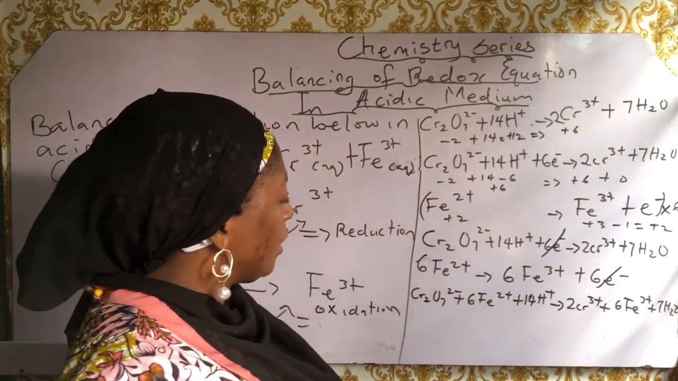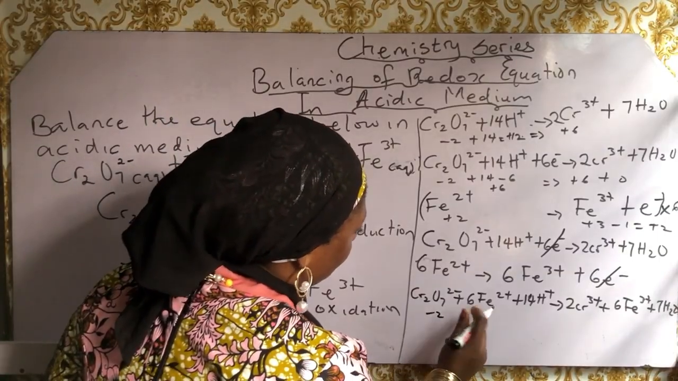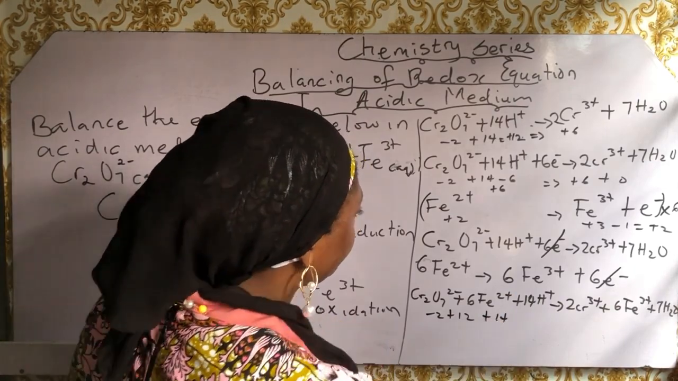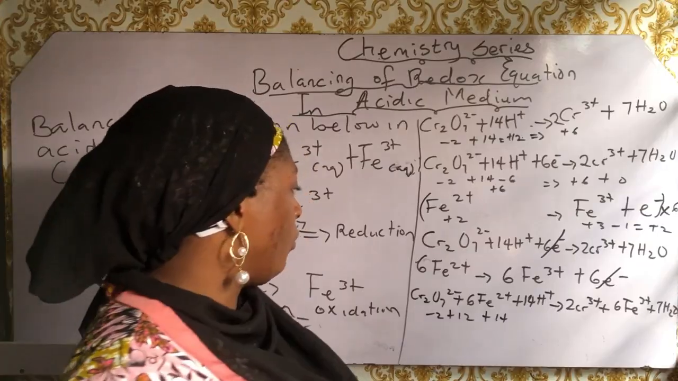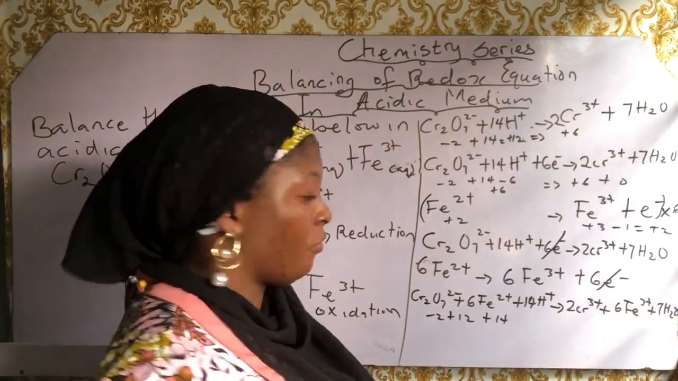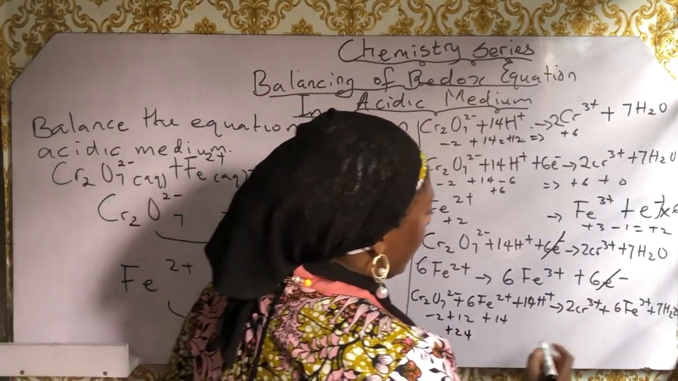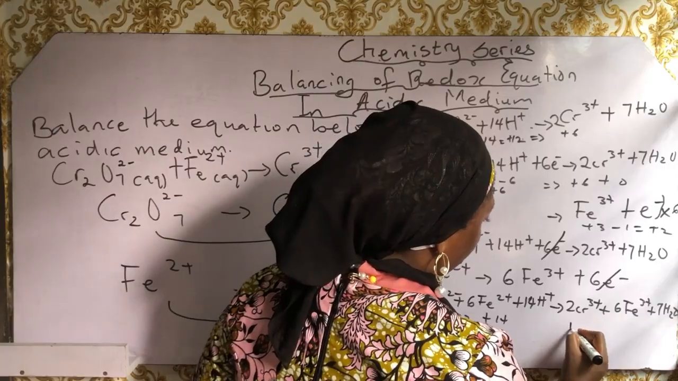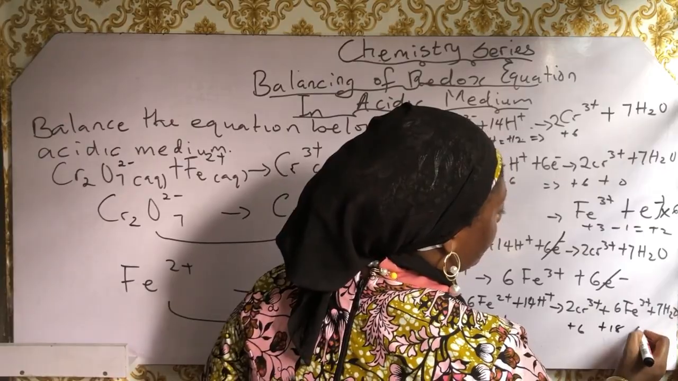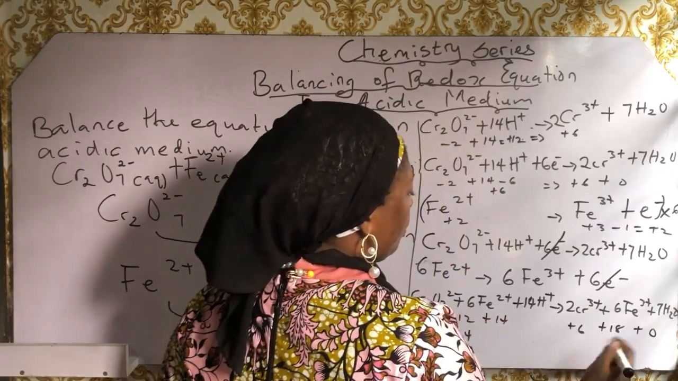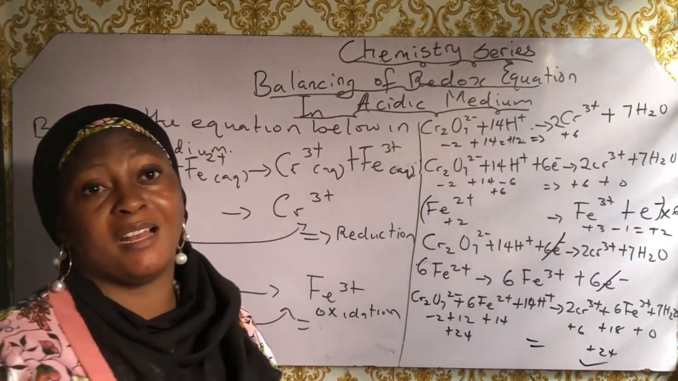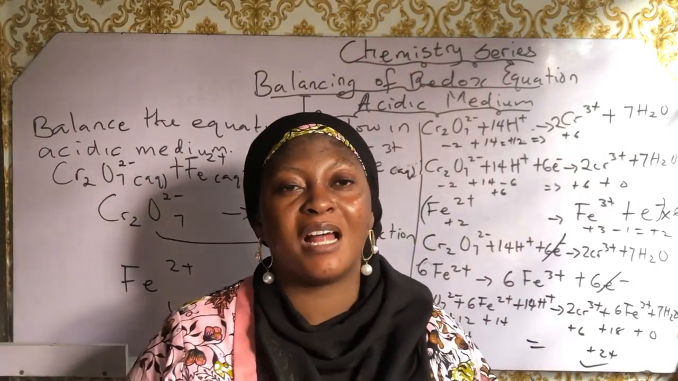Now let's check the charges. Here we have minus 2, 6 times 2 plus 12, plus 14. Minus 2 plus 12 gives plus 10, plus 14 gives plus 24. And here we have 2 times plus 3, that is plus 6, and 6 times plus 3, that is plus 18. Water is neutral, 0. 6 plus 18 is equal to plus 24, which shows that our equation is balanced, because both the atoms and the charges are balanced.